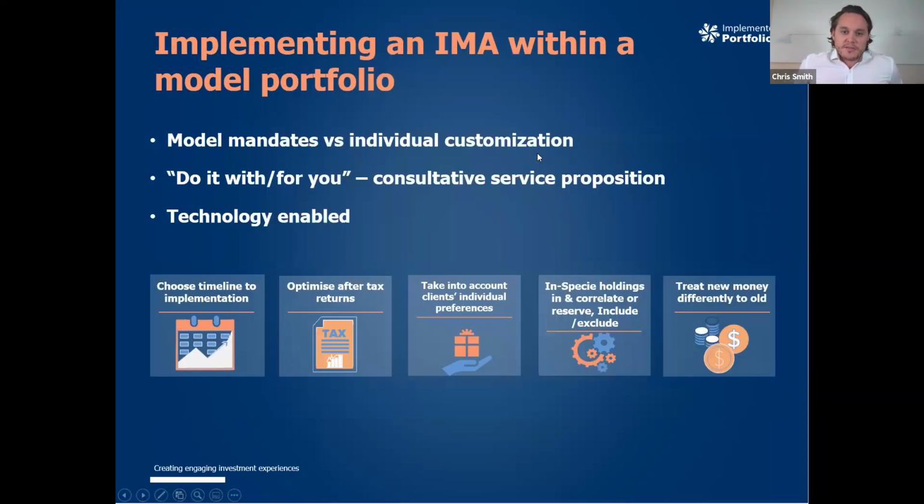One of the big differences in how we deliver our portfolios is that we do it in an IMA. We see that as a method that allows greater flexibility, including flexibility for the model manager. The big thing there is being able to treat old money differently to new money. If the manager is happy to hold something but doesn't necessarily want to continue buying it for new accounts, we can implement those instructions.